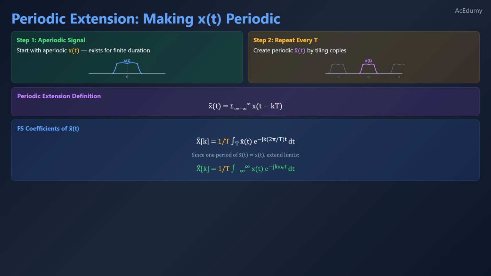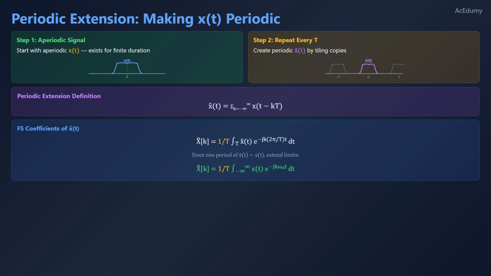Here's the key idea. Suppose we have an aperiodic signal x(t), maybe a pulse that exists only for a finite duration. We can artificially make it periodic by repeating copies every T seconds. This creates a periodic signal x̃(t), defined as the sum from k equals negative infinity to positive infinity of x(t − kT). Think of it as tiling x(t) along the time axis. One period of x̃ is exactly our original x(t).